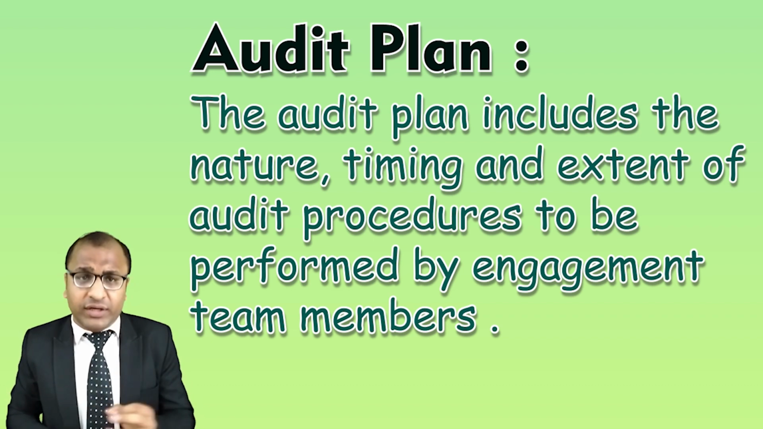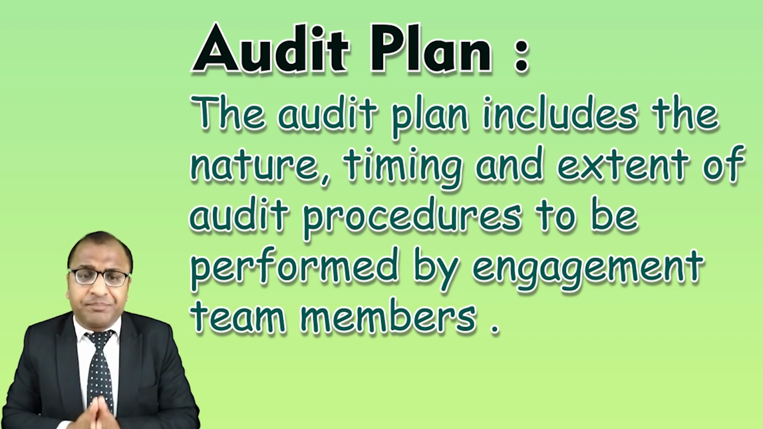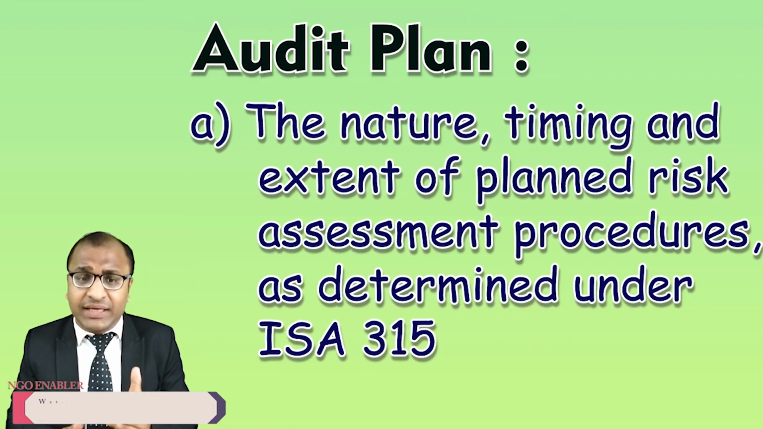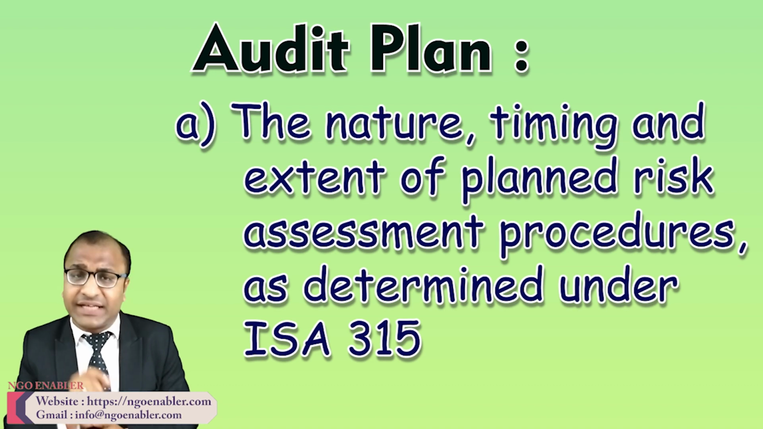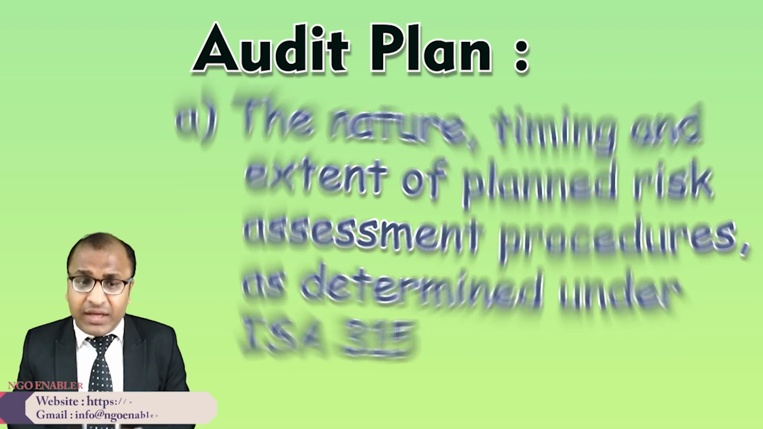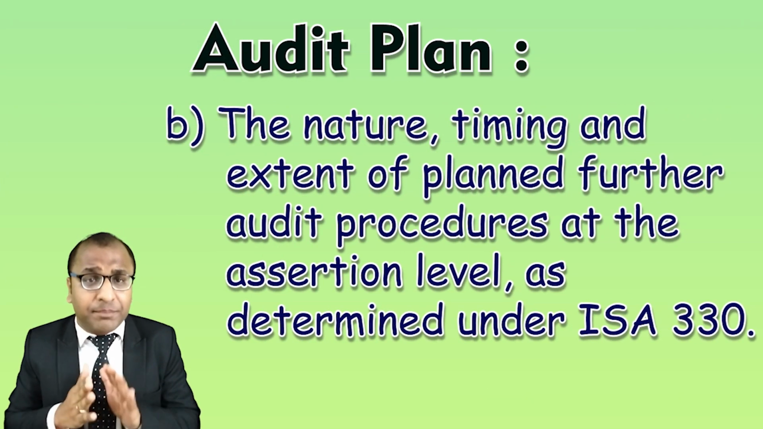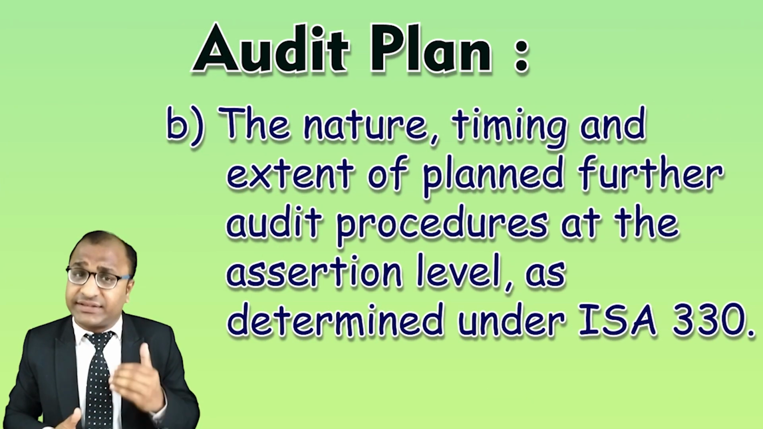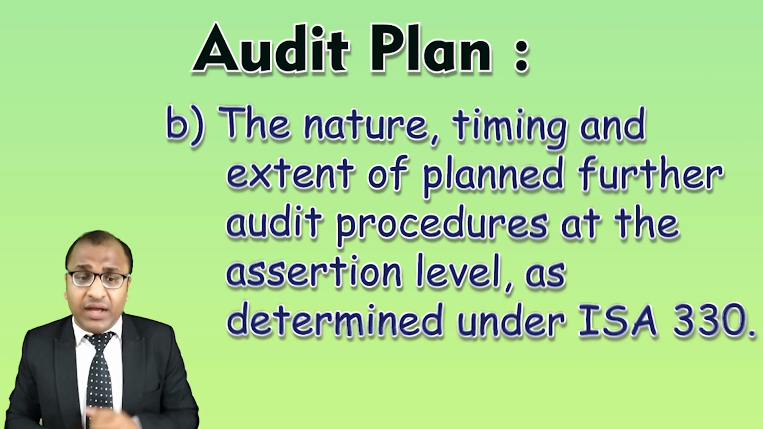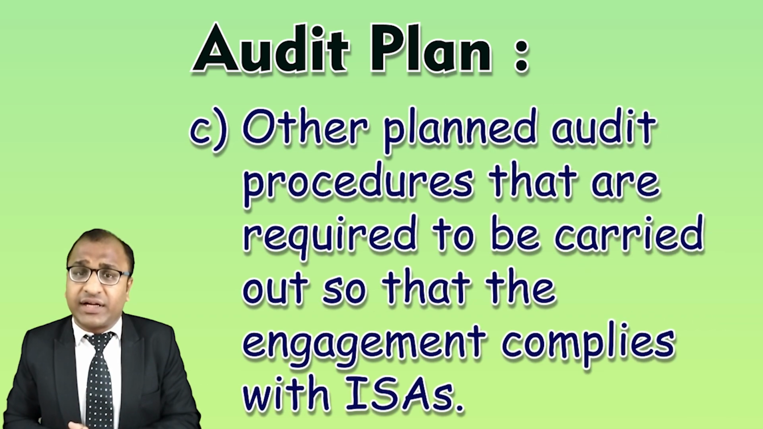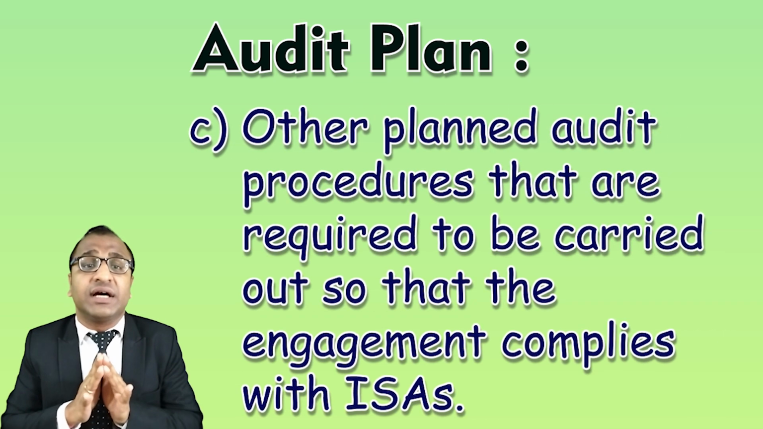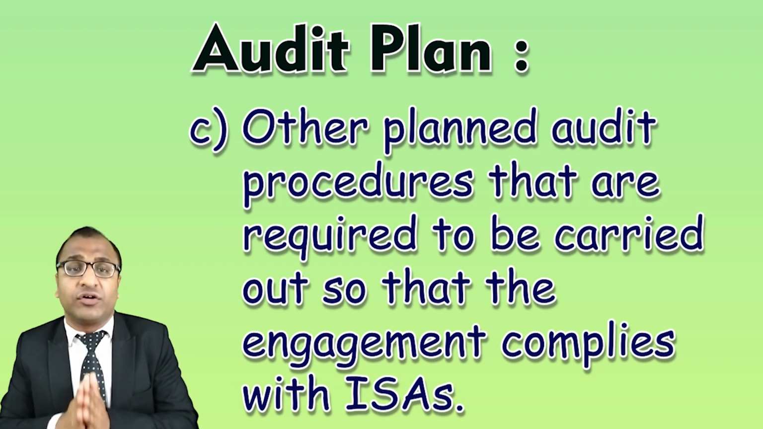The auditor shall develop an audit plan that shall include a description of the nature, timing, and extent of planned risk assessment procedures as determined under ISA300, the nature, timing, and extent of the planned further audit procedures at the assertion level as determined under ISA330, other planned audit procedures that are required to be carried out so that the engagement complies with the other international standards on auditing.